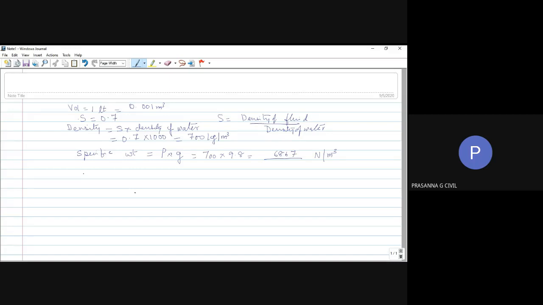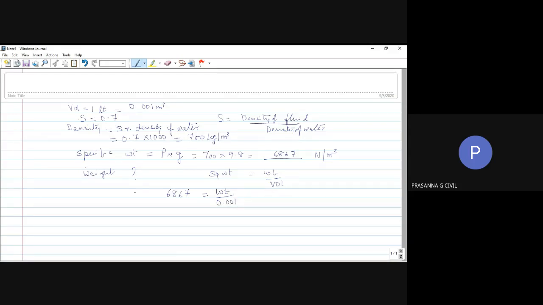Then the last one that we needed to calculate was weight. Weight of 1 liter of petrol. So I need to calculate the weight. Okay, so for this, first I will write the expression. Specific weight is nothing but weight by volume. So I need to calculate the weight. Specific weight I calculated in the earlier step, that is 6867 Newton per meter cube, is equal to weight divided by volume. The volume of petrol given was 1 liter, which when I write it in meter cube is 0.001.